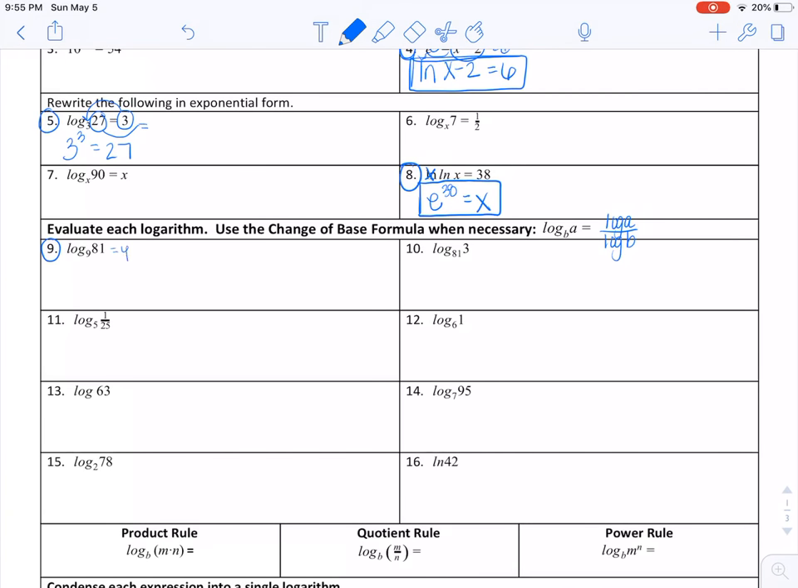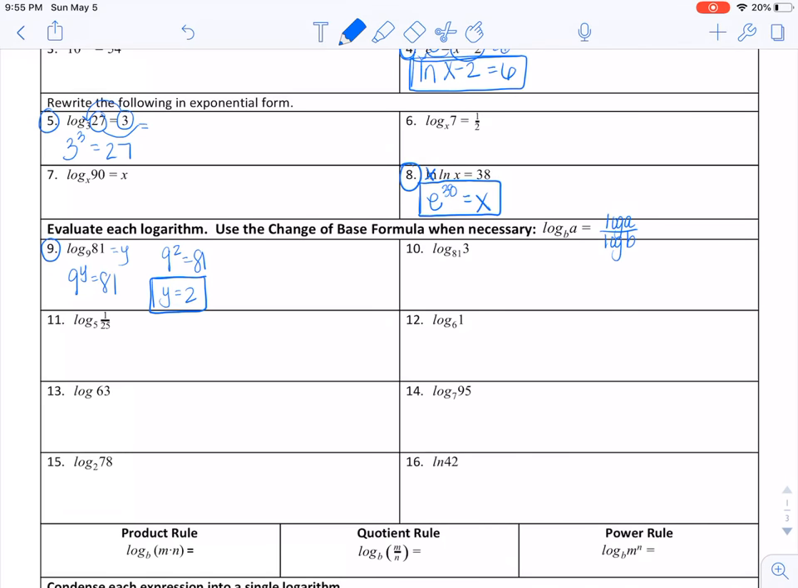set this equal to y or x, either one. We've been using y, so I'm going to stick with y. And so now we have 9 to the y equals 81. 9 to the what power gives us 81? Well, we know that 9 squared will give us 81, and so y has to equal 2. And so that's all we're doing there.